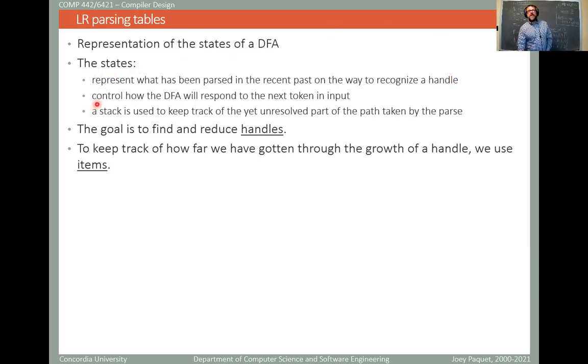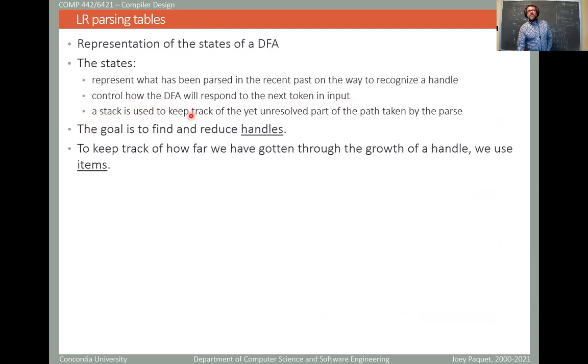The states will also control how the DFA will respond to the next token in the input. Of course, you will make your choices depending on what right-hand side you're currently going forward in, but also, and mostly, you take into account what your next token in the input is, because you will proceed forward only if you know the next token in the input is valid. And that's this next token that very often will tell you in what direction to go in the DFA.